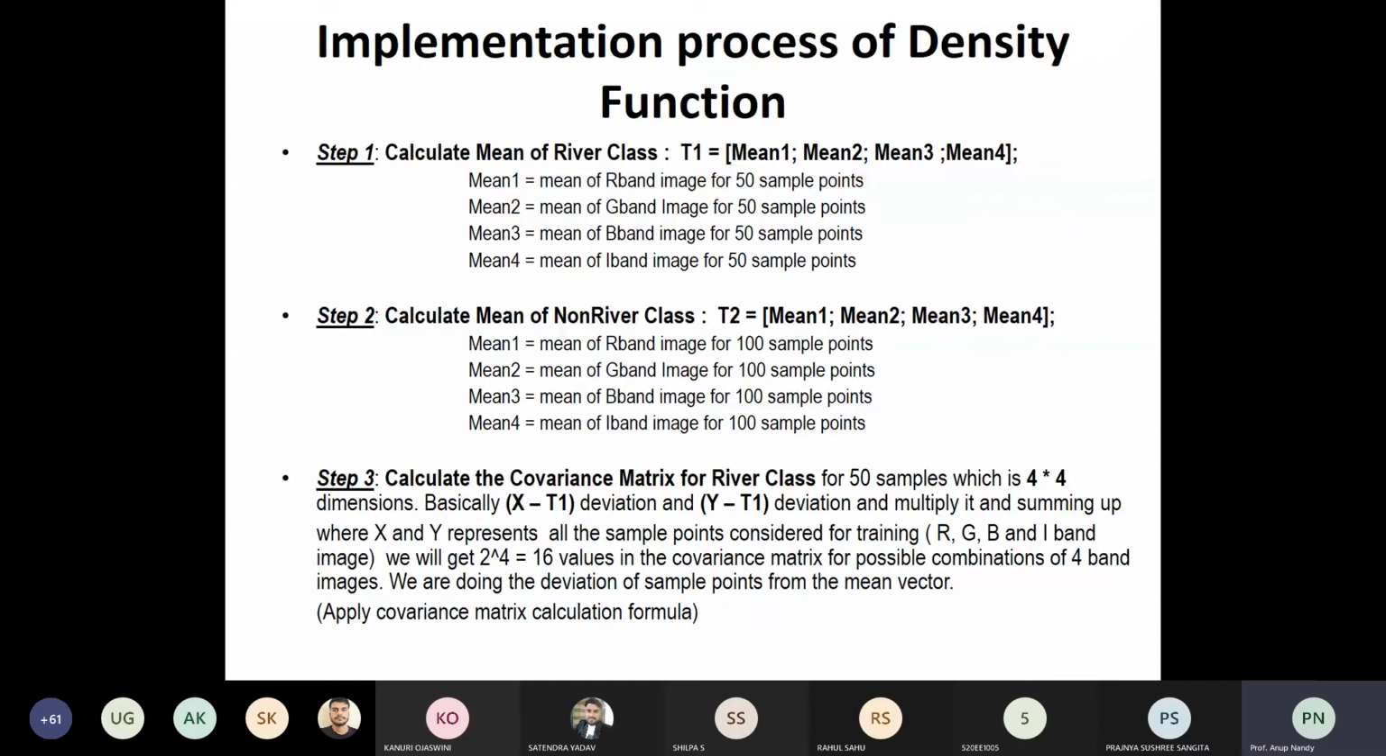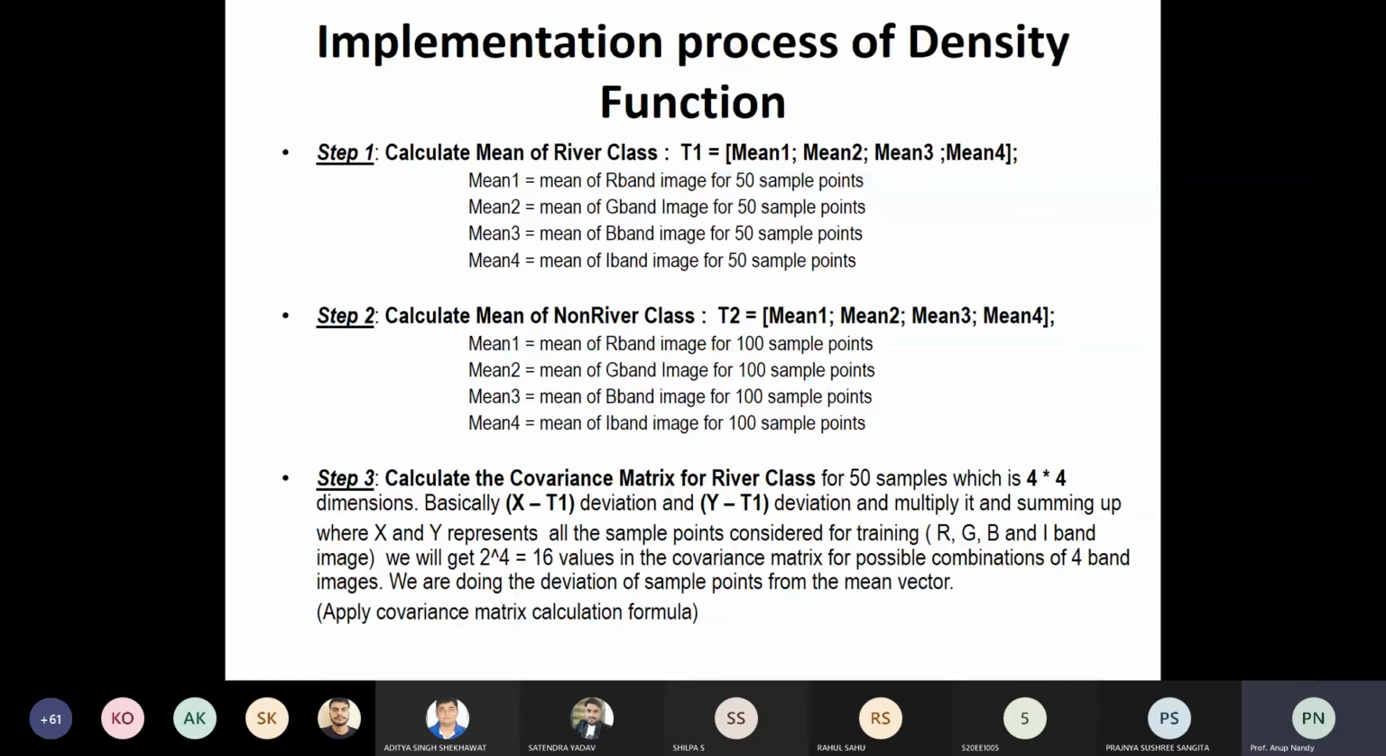Step number 1 and step number 2: you have to do the column-wise mean. You have to make a loop, i equal to 1 to 50, summation of x_i times 1 by n. So these are called mean 1, mean 2, mean 3, and mean 4. Similarly for the non-river class.